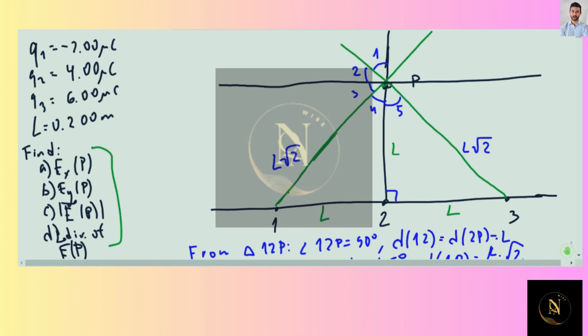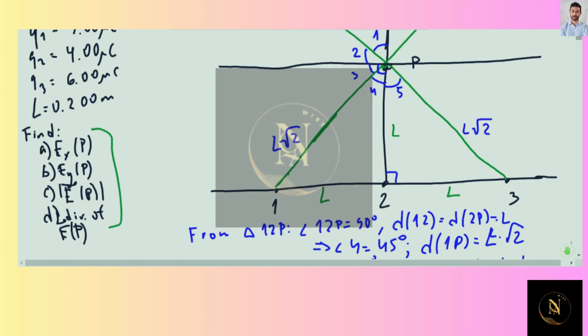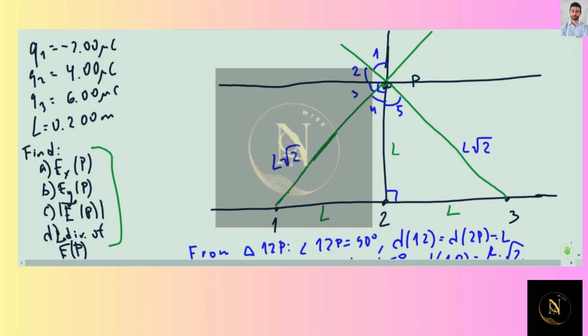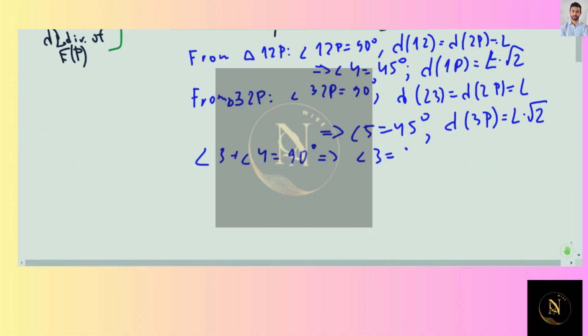Okay, we found two angles. We have to find 3 more. So angle 3 plus angle 4 equals 90 degrees because this is perpendicular. So therefore, angle 3 plus angle 4 is 90 degrees. Therefore, angle 3 equals, sorry, 45 degrees as well.